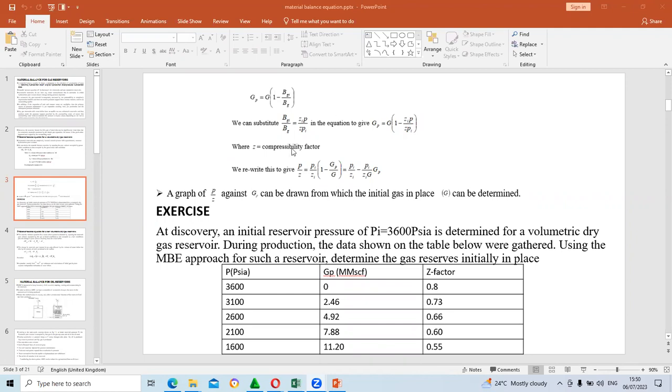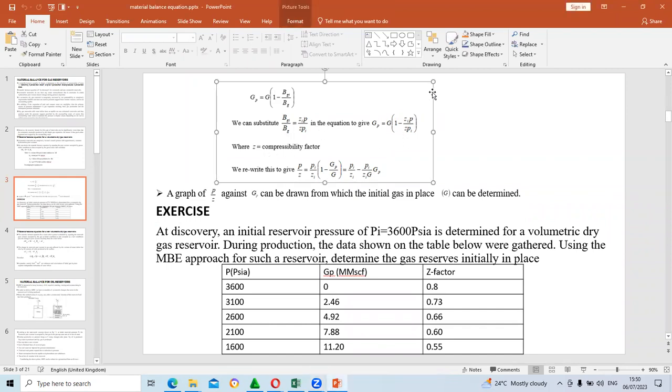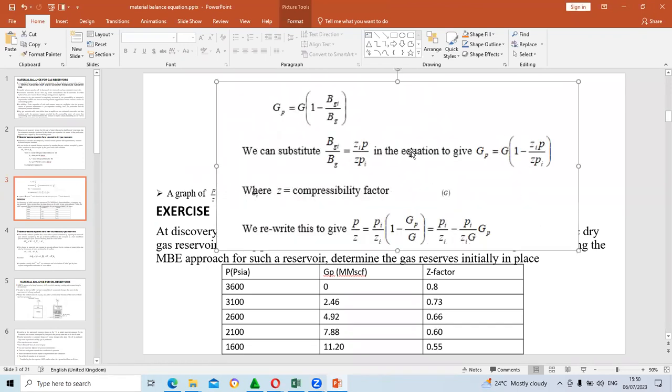All right. Now, if I take this BGI divided by BG, which is this expression, and replace it in this equation, I'm going to have this particular equation where GP is equal to G into 1 minus that. Maybe I do a little bit of expansion. Okay, so this is what I'm talking about. We have this equation. This is our BGI over BG, which is generally going to give us this.